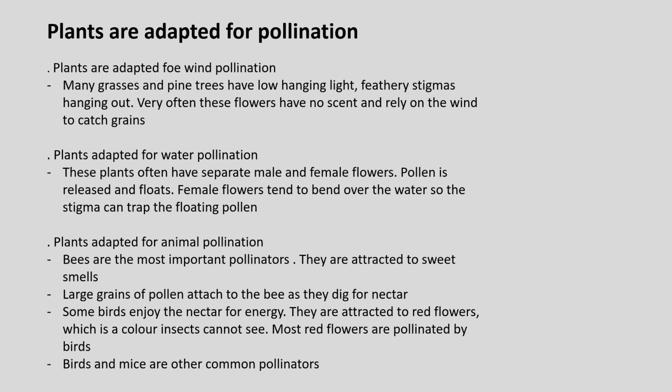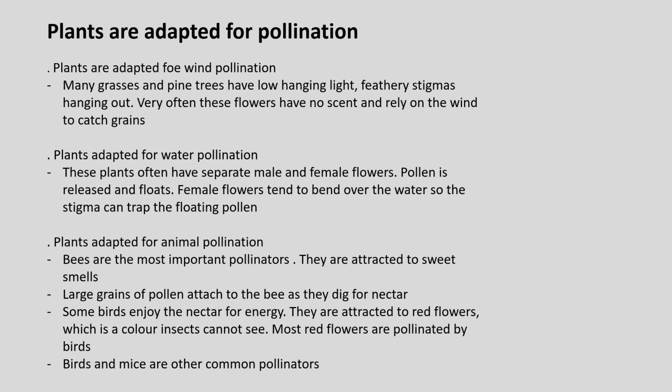Plants are also adapted for water pollination. These plants often have separate male and female flowers. Pollen is released and floats. Female flowers tend to bend over the water so the stigma can trap the floating pollen.